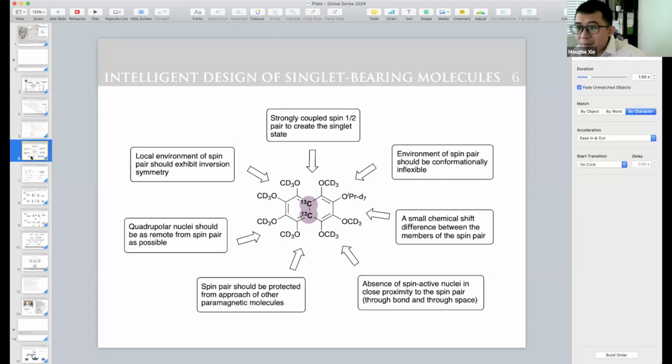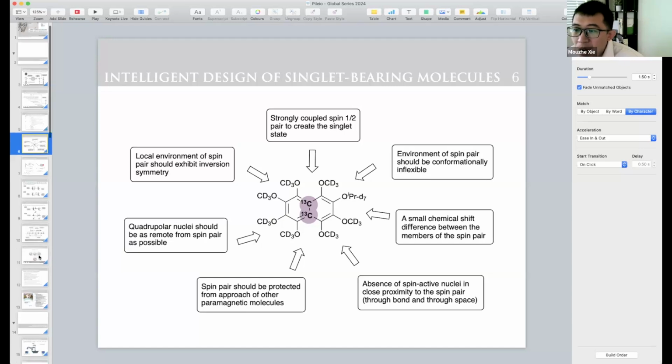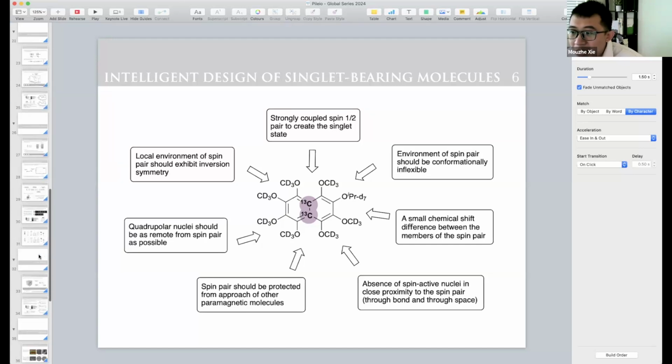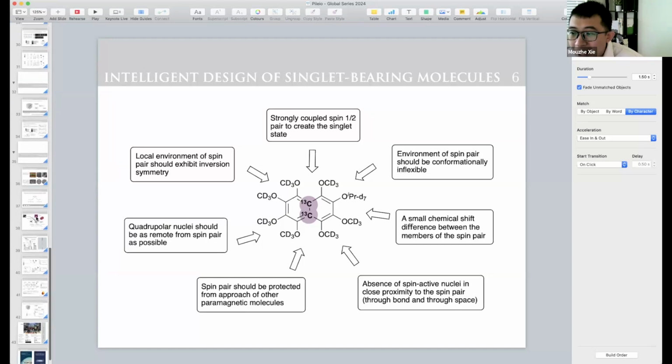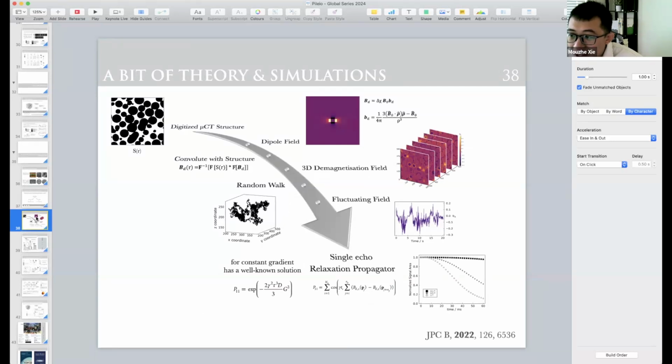Great. So we have a question from Florian. Hi, Giuseppe. For the 3D demagnetization field simulations, what is the relation between the strength of the fluctuating magnetic fields and the distance from the pores?